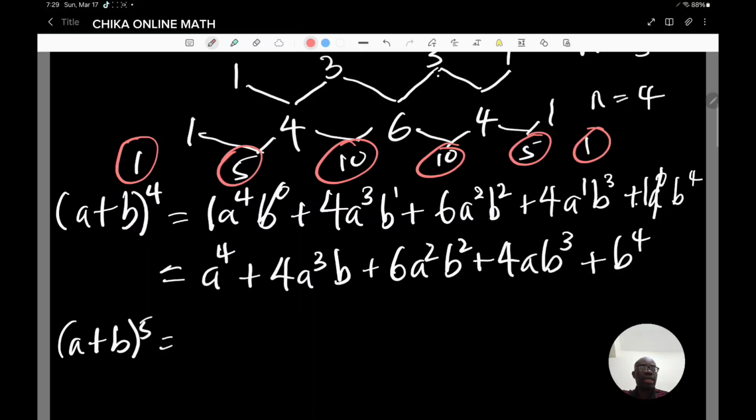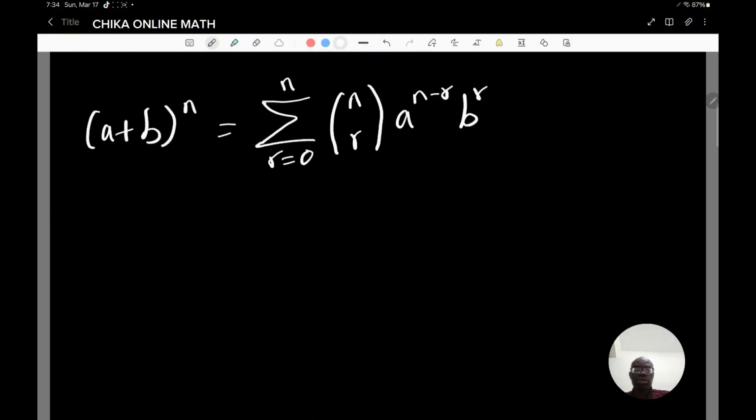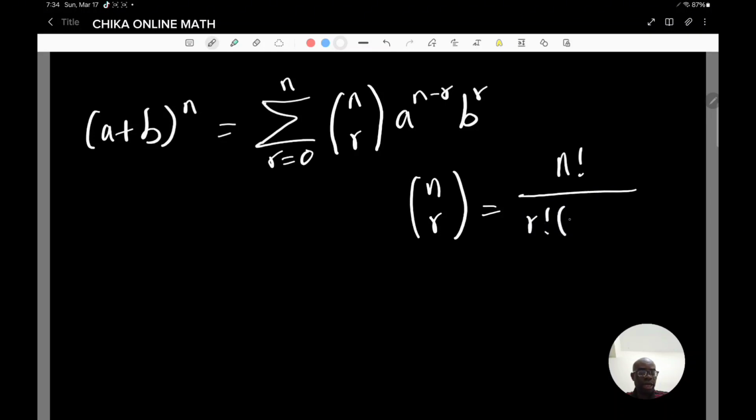Next, let's look at the second method, called the combinatorial approach, or the combination method. So this is the binomial expansion using the combination method. We have the summation of r equal to 0 to n of n combination r, a to power n minus r, and b to power r. Now, what is n combination r? N combination r is n factorial all over r factorial times n minus r factorial.